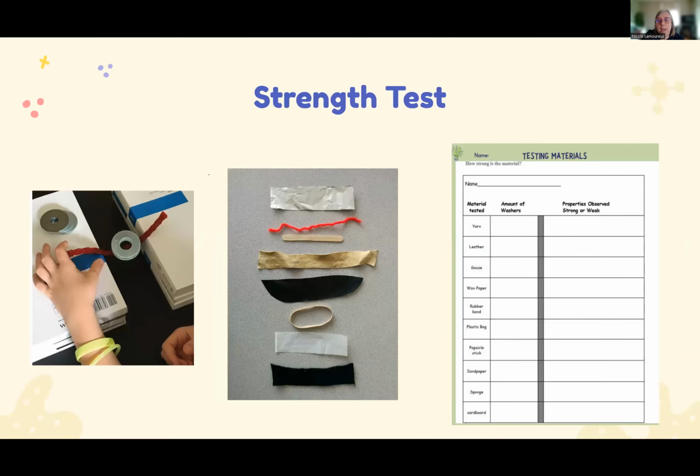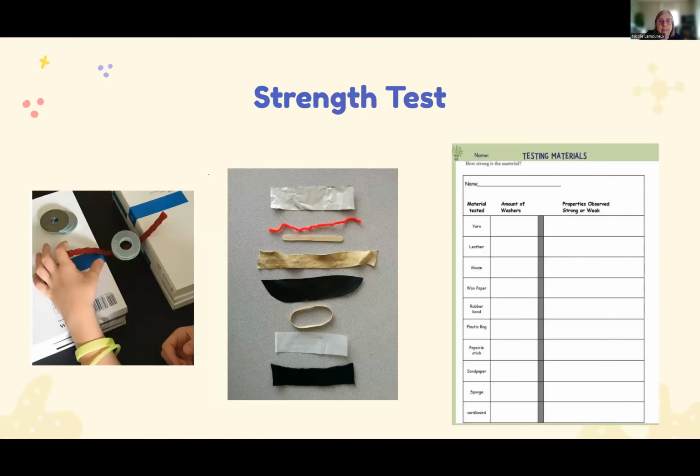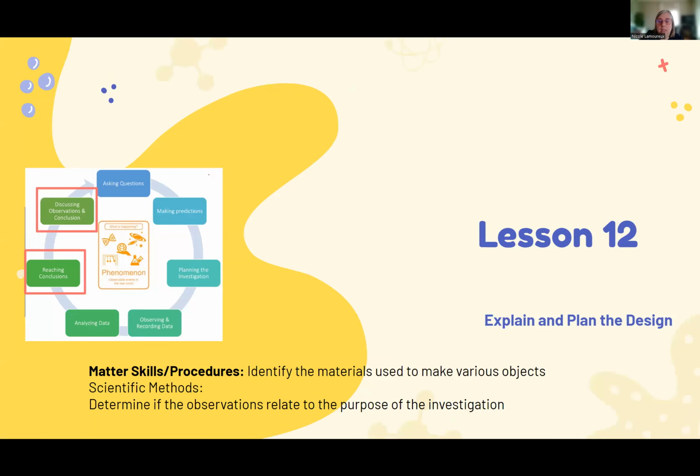And finally, they're probably going to talk about it being strong, so they can do a strength test. This is not part of our curriculum, and I talked with our assessment consultant about this, and we just said, just don't assess it. They can do this, but they don't have to assess it. Basically, they create a little bridge with the material between the textbooks, as you can see, and they use washers to test the strength of the material. Then they say if it's strong or weak as they're making conclusions.